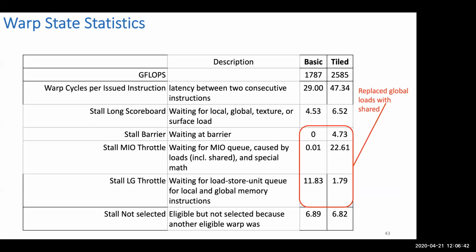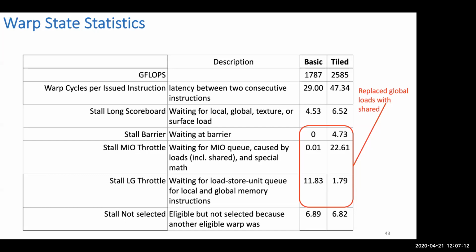The first thing I want to point out is that there's an average number of cycles that elapse between consecutive instructions in a warp. A warp will execute some instruction and then it will be a while before the scheduler is able to circle back to that warp and that warp is ready to execute another instruction. For the basic matrix multiplication, it's 30. And for the tiled matrix multiplication, it's nearly 50.